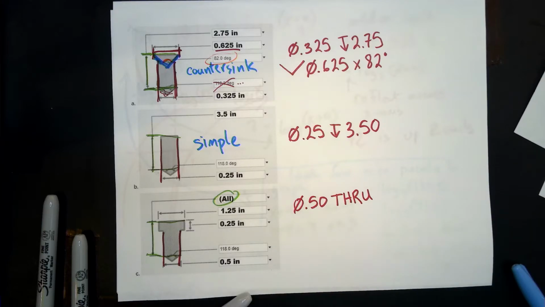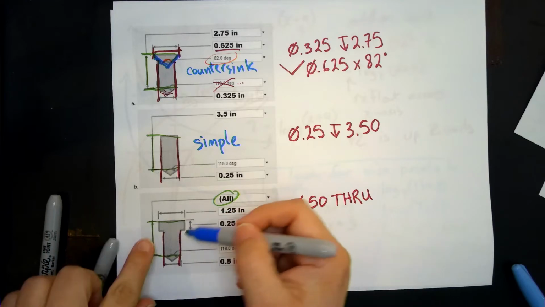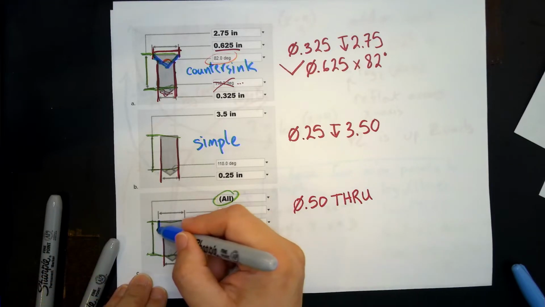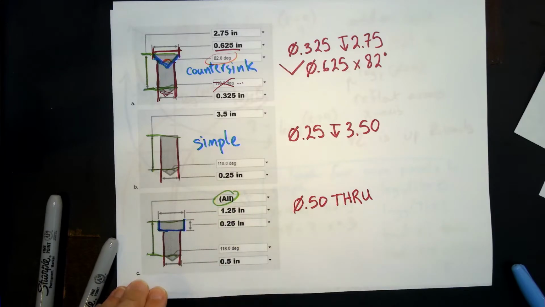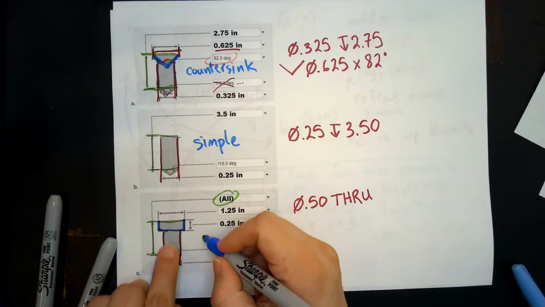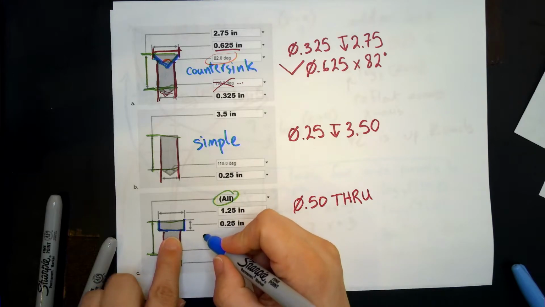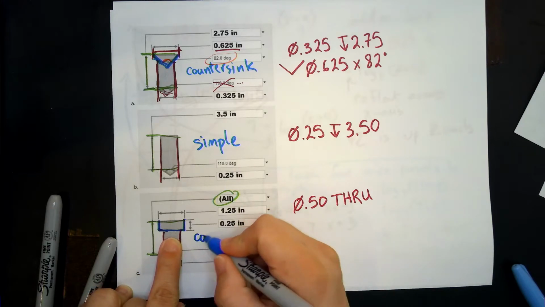All right. This guy has a special feature at the top. This guy's not simple. There's this extra stuff going on over here. And it's got right angles on the sides of it, which means that it's a counterbore. You can see the shape of it there. It's like an upside down staple or the top of a field goal. It's a counterbore.